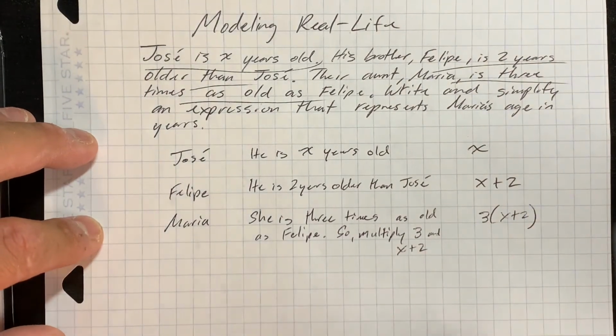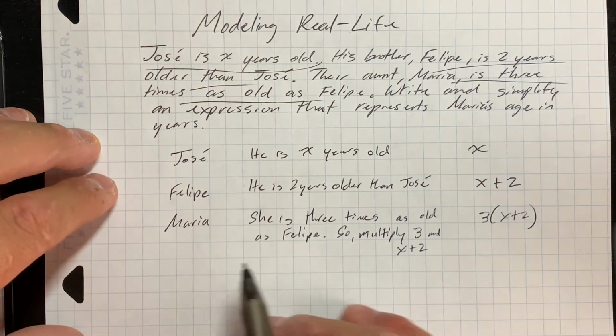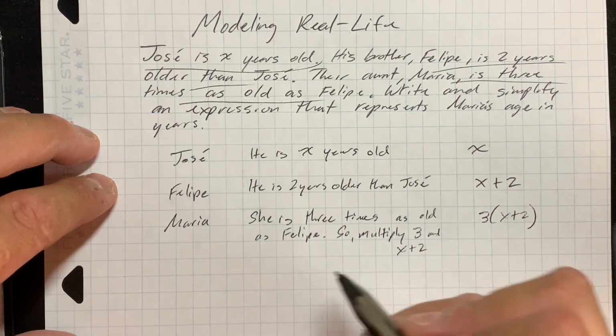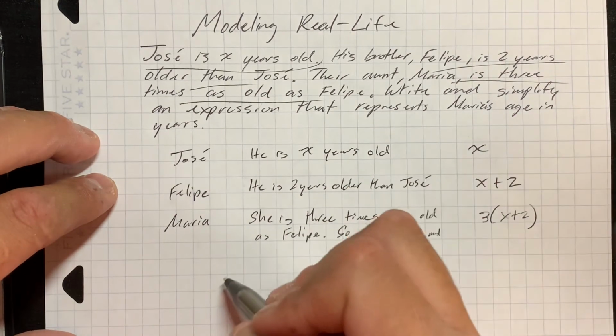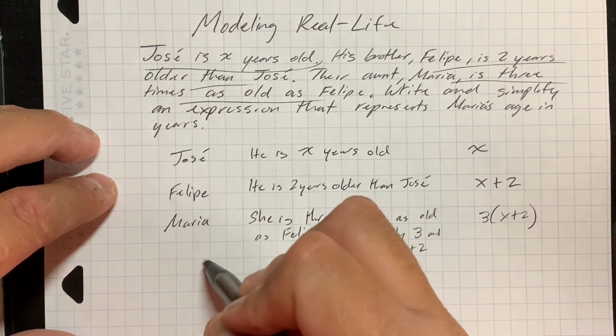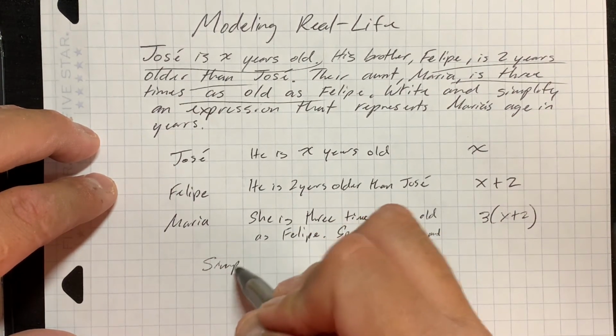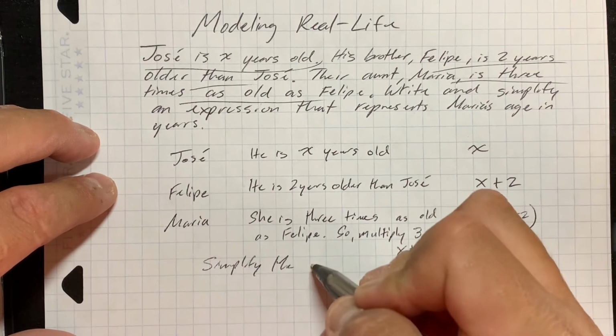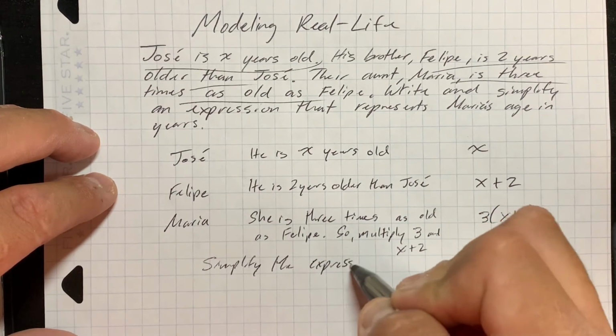Alright, so we're going to look at this expression. So we're going to simplify the expression that represents Maria's age in years.